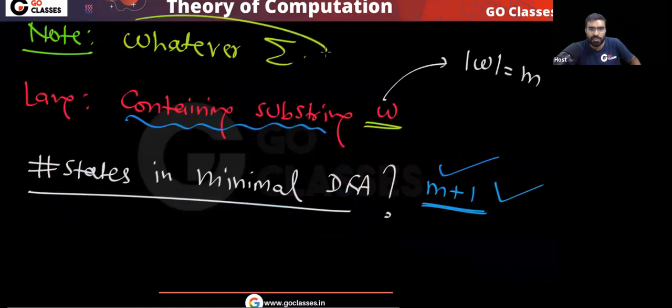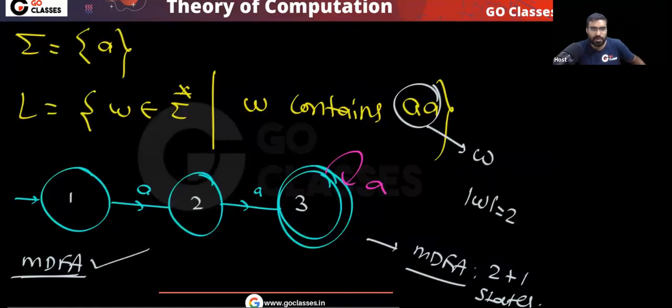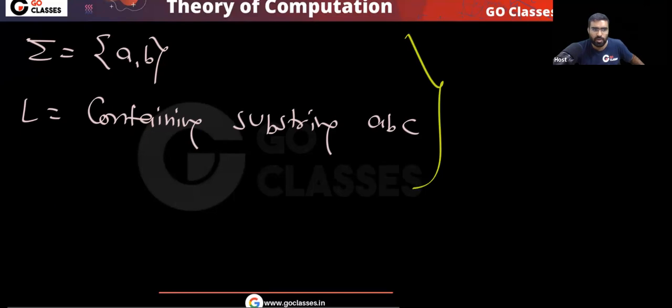See, this is what I'm saying. Whatever sigma you take, containing substring W, this W must come from sigma star. For example, if your alphabet is A, B, and I ask you, containing substring ABC, that is nonsense, right? Yes or no? If your alphabet is this and I ask for the language containing ABC, that will be nonsense.